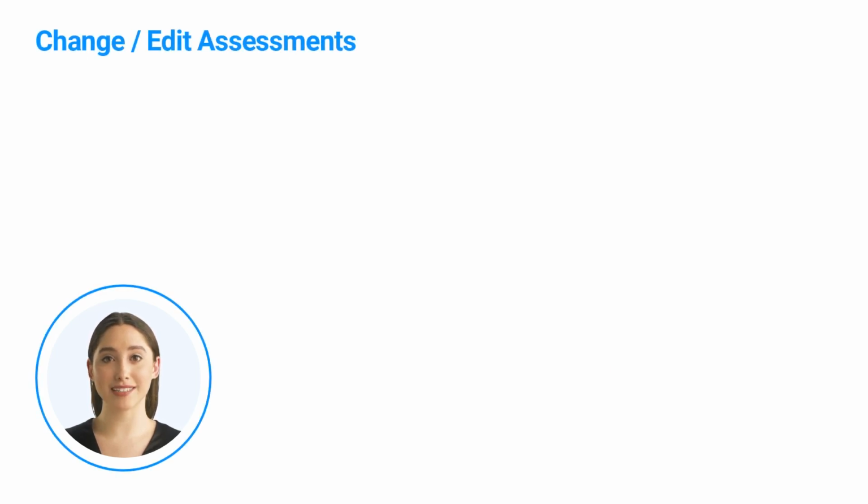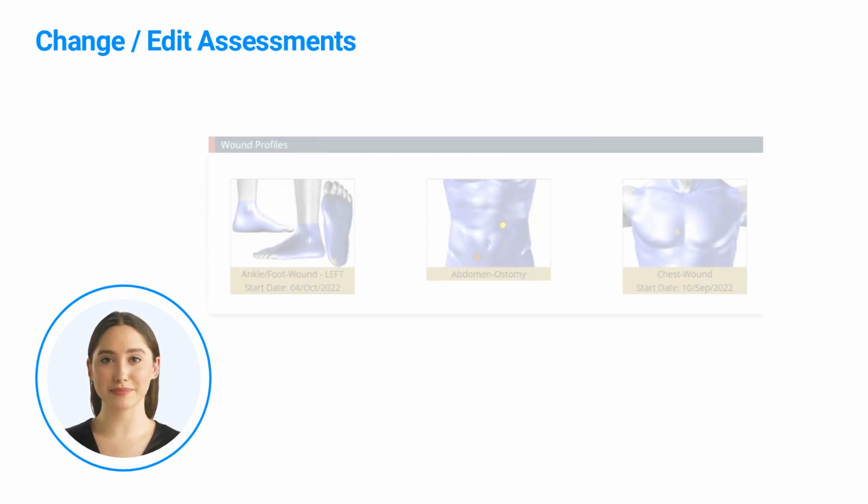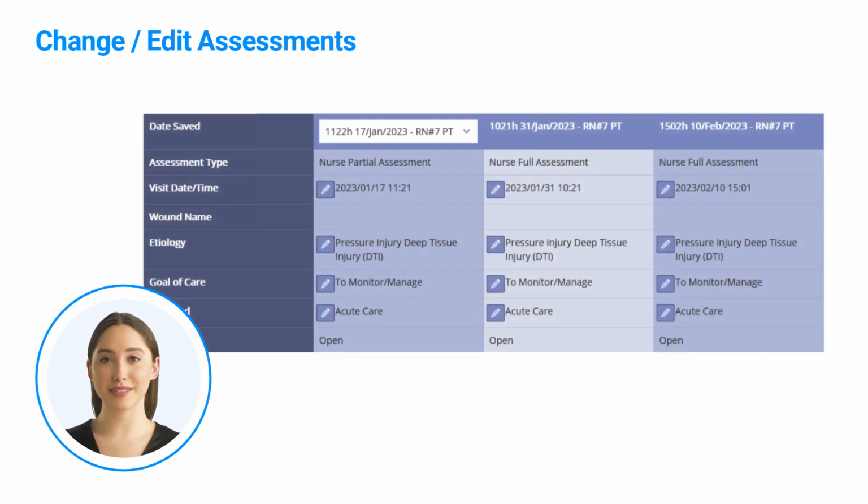To change or edit assessments, you will need to be logged into Pixelair and locate your patient's file. You can only make changes to an assessment you have signed for. Select the assessment and treatment flowchart under Viewer in the navigation menu. Then select the wound profile you want to edit, located at the top of the page that opens.